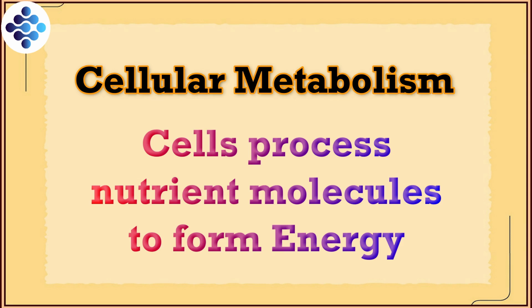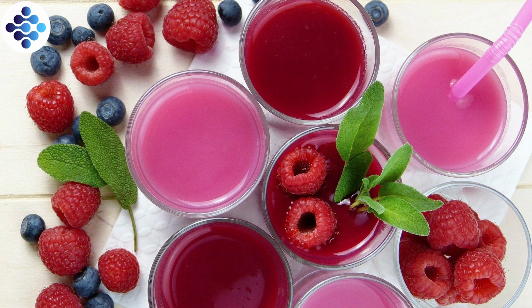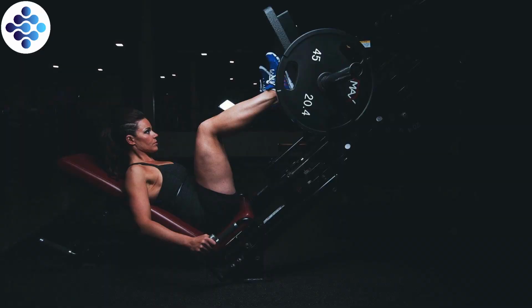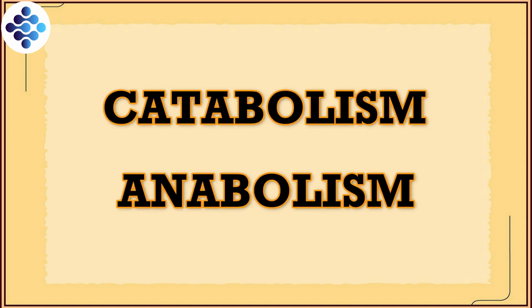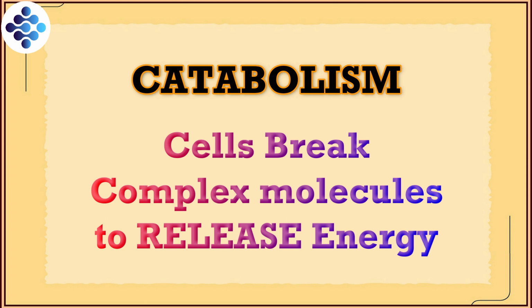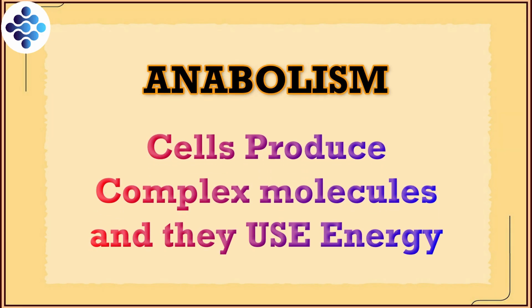Now from here we talk about cellular metabolism. Cells process nutrient molecules to form energy, and this energy is used to allow various cellular functions, and this process is called cellular metabolism. This metabolism can be divided into two parts, catabolism and anabolism. Now in catabolism, cells break down complex molecules and the energy is released. In anabolism, cells produce complex molecules and they use energy.